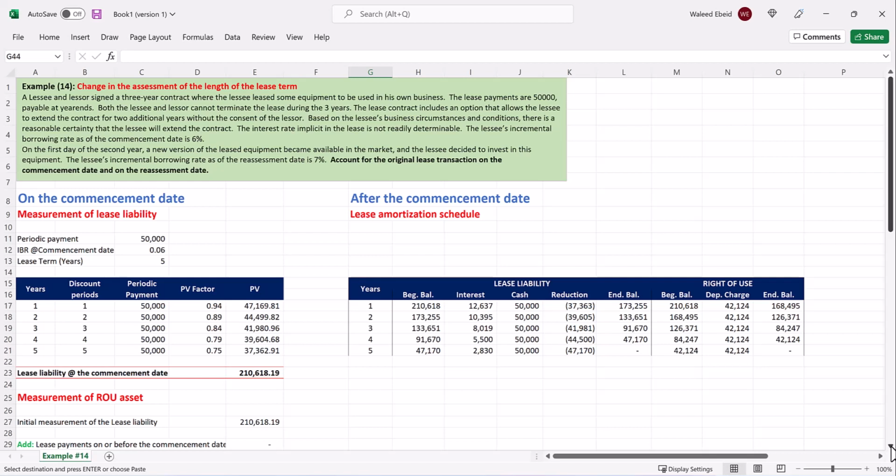On the first day of the second year, a new version of the leased equipment became available in the market, and the lessee decided to invest in this equipment. The lessee's incremental borrowing rate as of the reassessment date is 7%. Account for the original lease transaction on the commencement date and on the reassessment date.